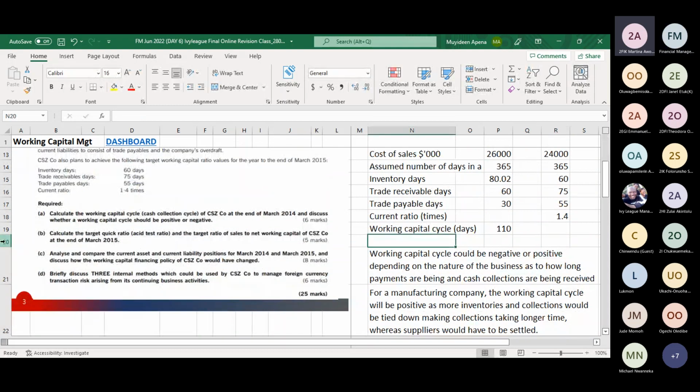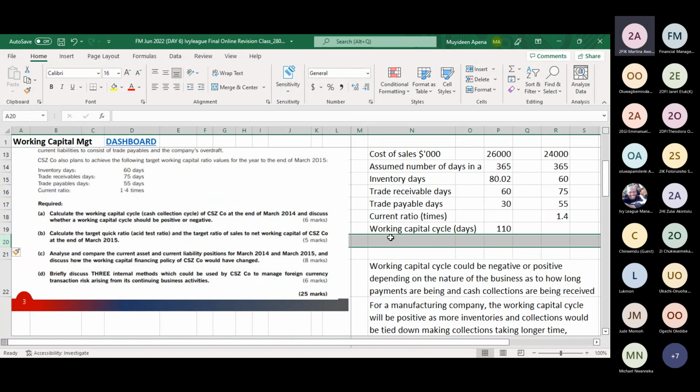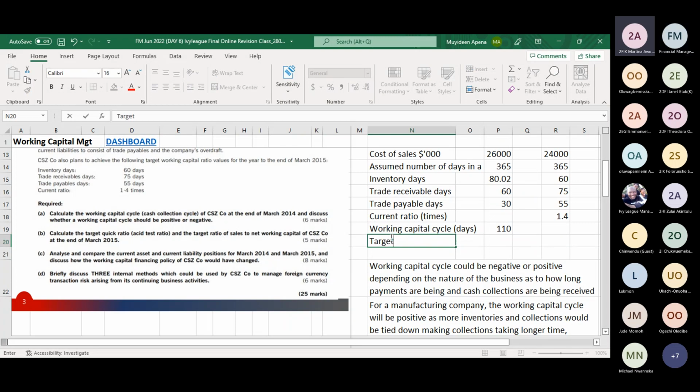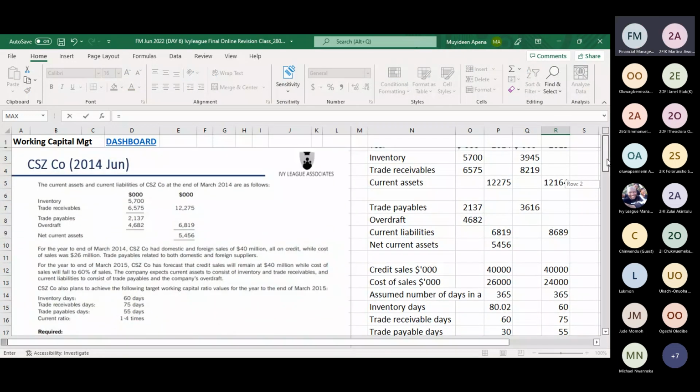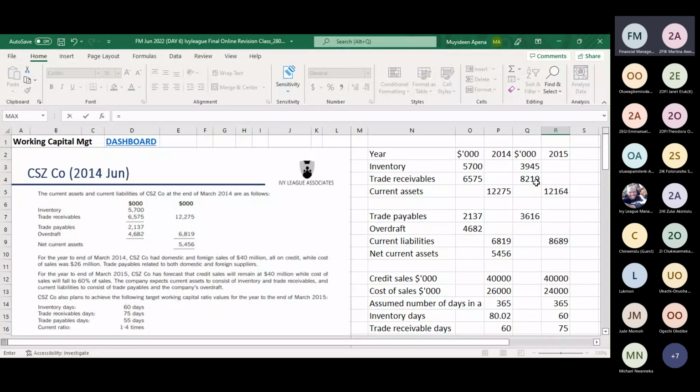quick ratio. And this is also measured in times. For this year is going to be what? We are saying we would only consider every other thing in current assets excluding inventory. Is that not so? Yes, sir. And the only thing available here is trade receivables.